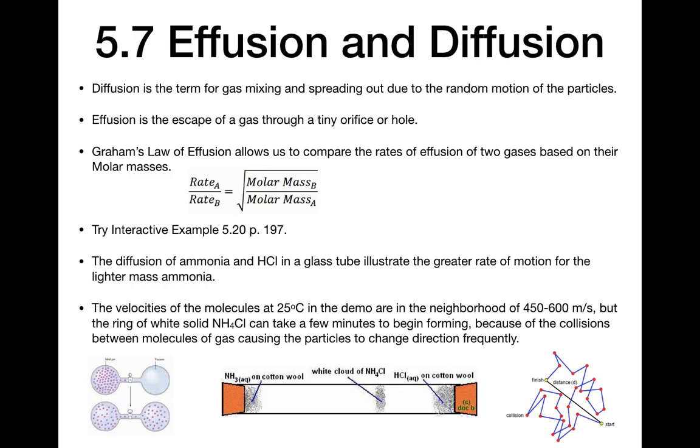Graham developed a mathematical law that shows the rate of effusion. So this would be the rate at which a gas can escape through a tiny hole. And it allows us to actually get a peek at the speeds of molecules and a comparison of two gases based on their molar masses. The equation shows that the rate of the first gas A divided by the rate of the second gas B is the square root of the molar mass B over the molar mass A. And so we see this is an inverse relationship, but it's a relationship based on the square root of the molar mass.